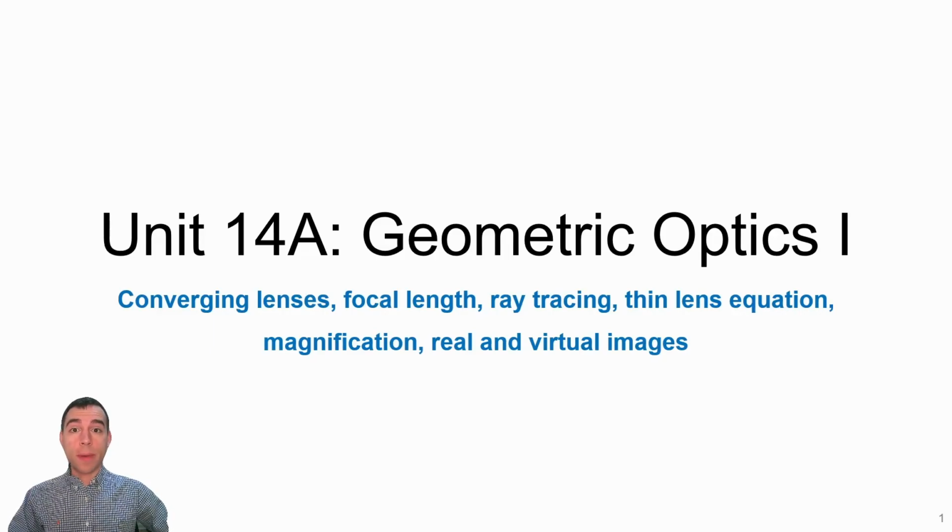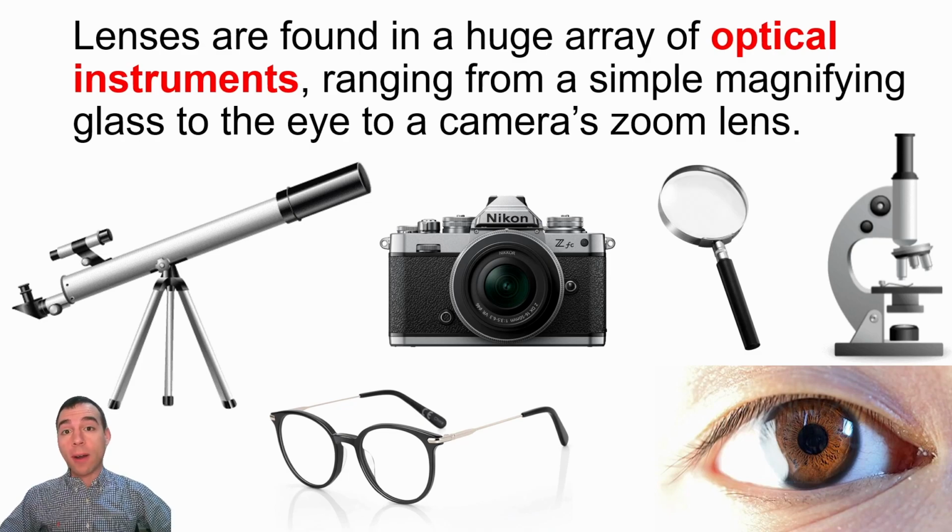Unit 14A will be our introduction to geometric optics. Geometric optics will cover how lenses work and how they're able to bend light to create an image. Many optical instruments use lenses, like cameras, telescopes, magnifying glasses. Even your own eye has a lens that bends light toward your retina.